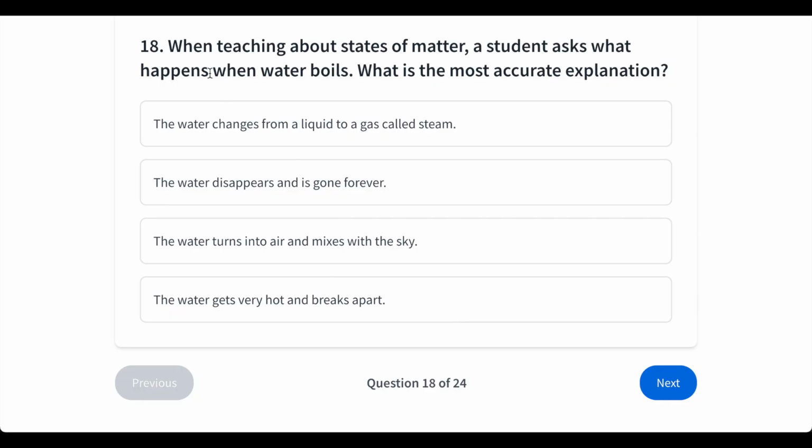All right, question 18. This one asks, when teaching about states of matter, a student asks, what happens when water boils? What is the most accurate explanation? The water changes from a liquid to a gas called steam. This uses precise, grade-appropriate vocabulary to describe the phase change from liquid to gas. I like that. Let's go with option A.